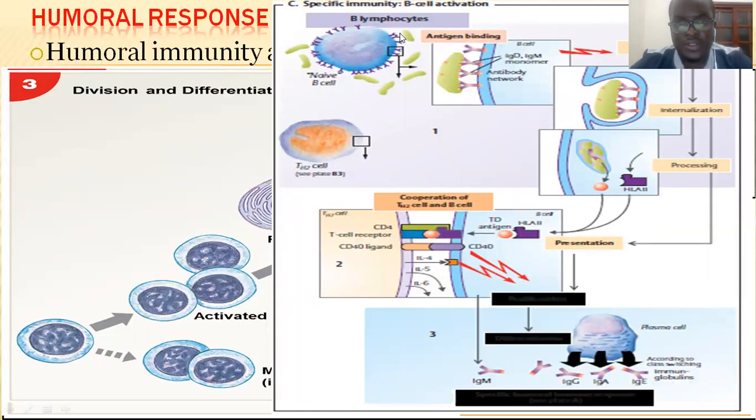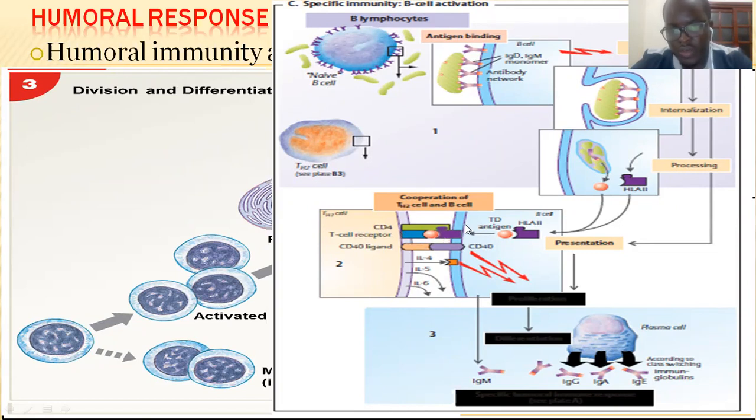So you have a naive B cell that can bind to a bacteria because it has IgD and IgM monomer on the plasma membrane. They can bind to these pathogens, then they'll internalize the pathogen. Then the pathogen will be destroyed by the lysosomes. Then components of that pathogen will be incorporated within the major histocompatibility complex class 2. That will be expressed on the plasma membrane to activate the T cells. These are T helper cell type 2. The T helper cells have CD4 and a receptor. This receptor will bind with the antigen.